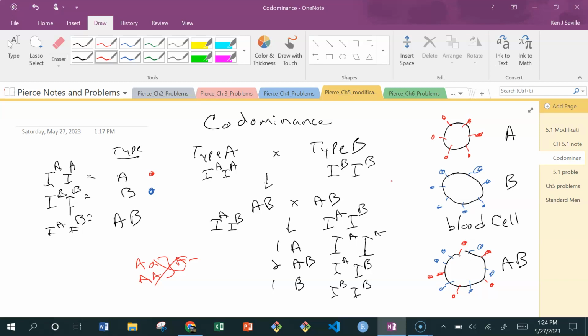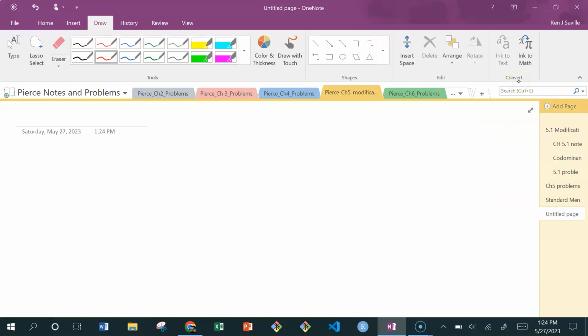But the key here is to look at the pattern. Because we see a 1 to 2 to 1 ratio, anytime you see a 1 to 2 to 1 ratio, that's a monohybrid cross or a modification of it. So let's go on with blood type a little bit more. And so we'll add another page, and then I'll move it up in a minute. All right, so there's more than 2 possible alleles for the blood type. So this introduces a concept called multiple alleles.